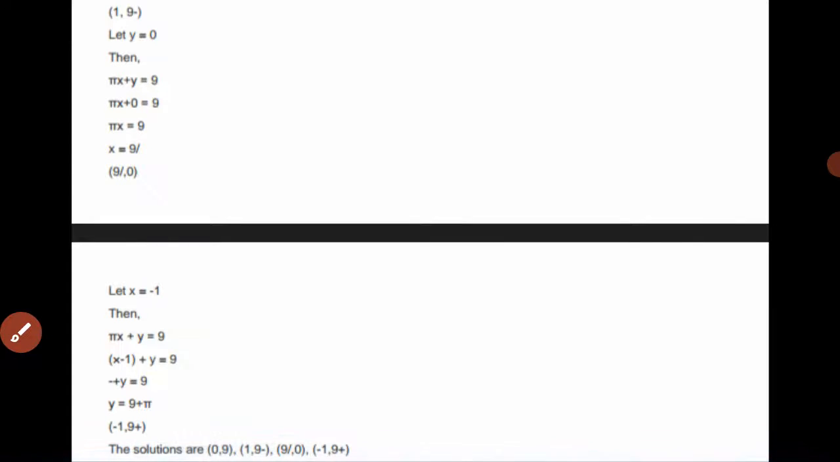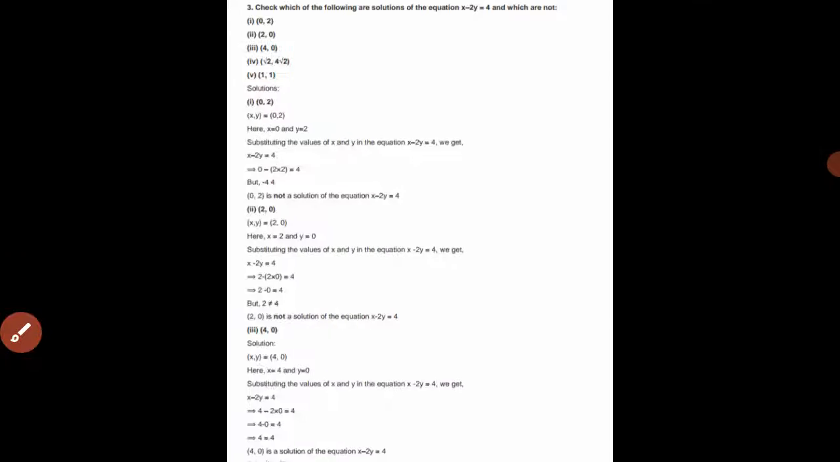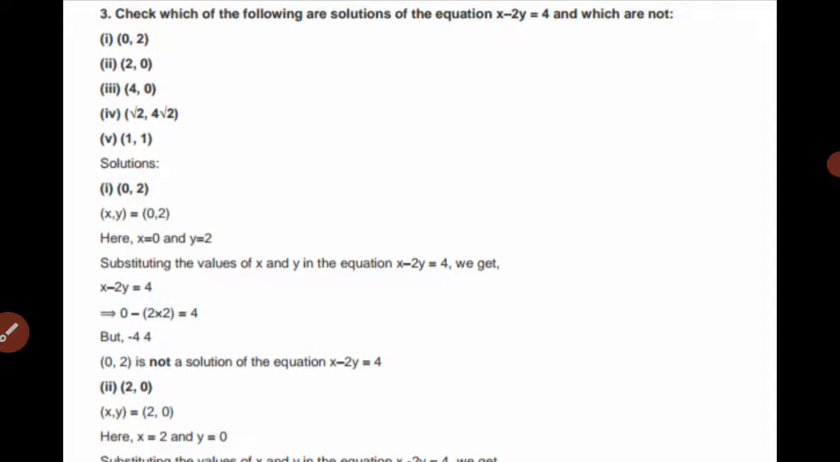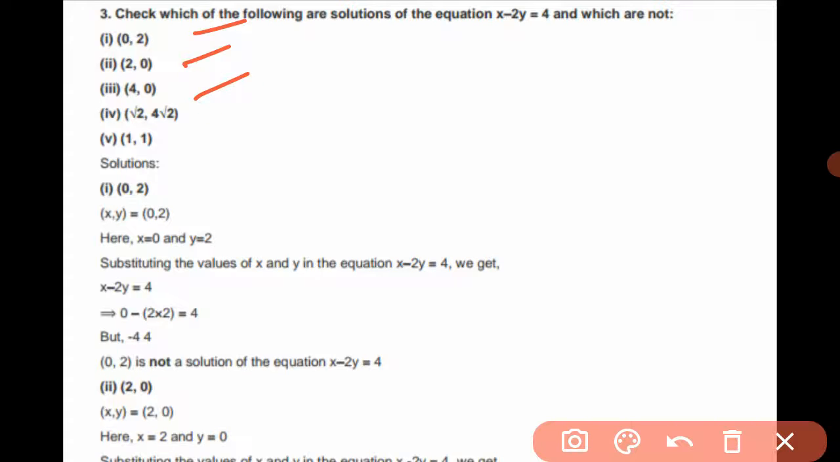see the next question, question number 3. Check which of the following are solutions of the equation x minus 2y equals 4, and which are not. So in this case we will put the values in the given equation. Here we have (0, 2), (2, 0), (4, 0), (root 2, 4 root 2), and (1, 1).